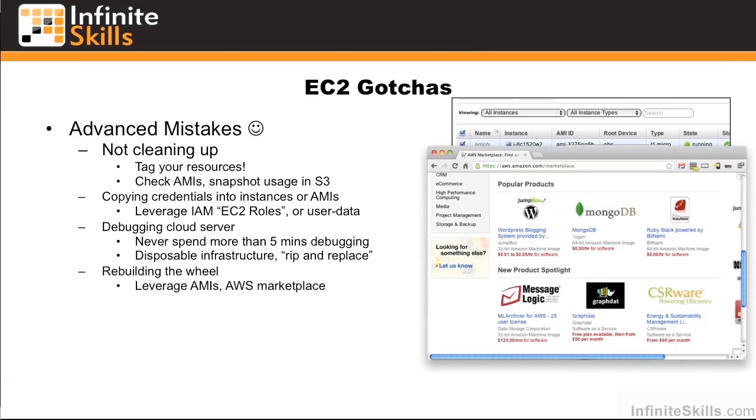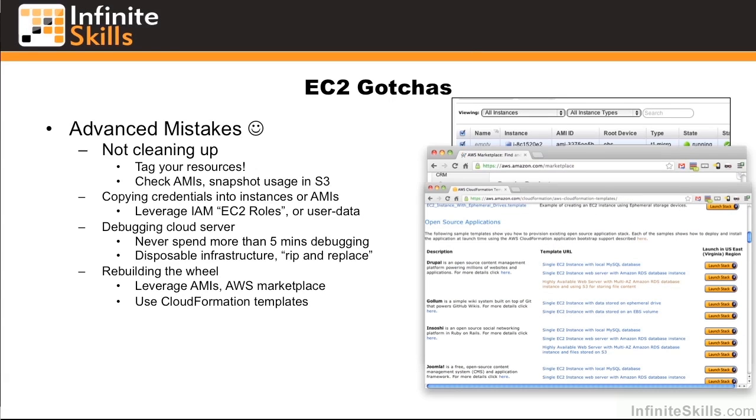Rebuilding the wheel is also a bad idea. Try to leverage AMIs or the AWS Marketplace at this URL. Here you can see that companies like Tengen and Bitnami offer AMIs for things like MongoDB and Ruby. Rather than building your own, you may want to start with one of these. Also, leveraging CloudFormation templates helps you spin up an entire stack. This is actually what we do at the very end of this course.